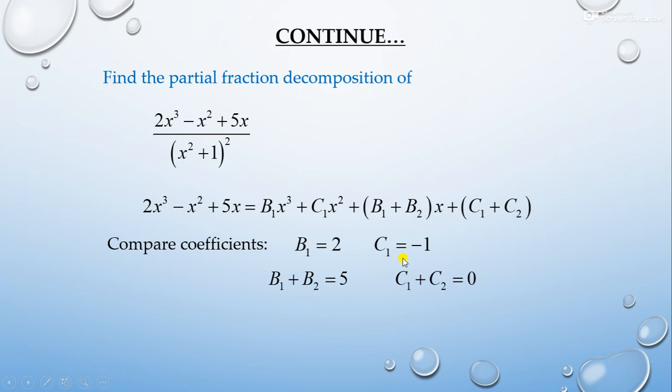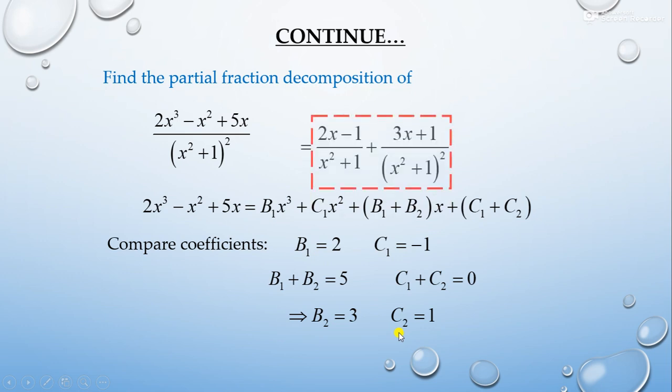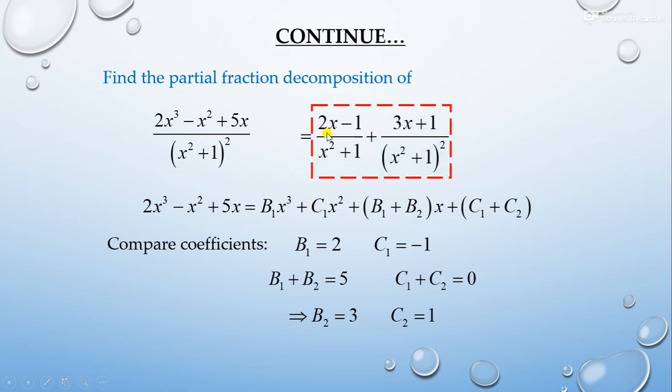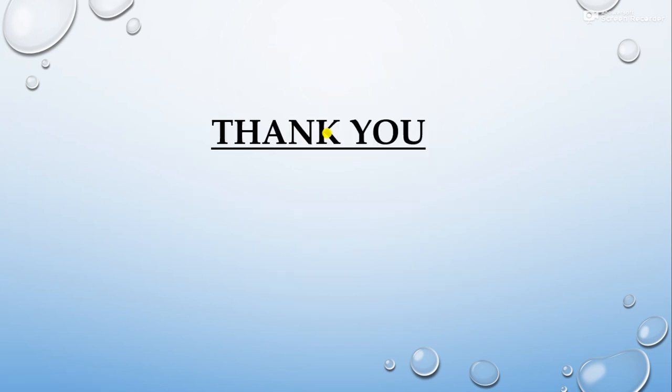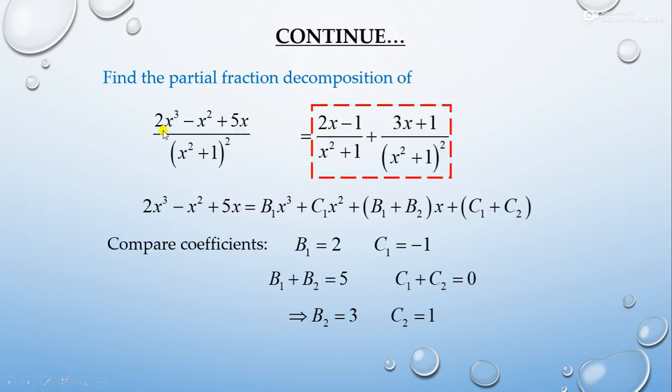So already we have the values of b1 and c1, so we can easily find the values of b2 and c2 from these two equations. Putting in the value of b1, we get the value of b2, that is 3, and when we put the value of c1 here, we get the value of c2, that is 1. So now we have all these constants b1, c1, b2, c2. So put them in our expected expression. The partial fraction is 2x minus 1 upon x square plus 1 plus 3x plus 1 upon x square plus 1 whole square. So like that, this is the partial fraction of the given expression.